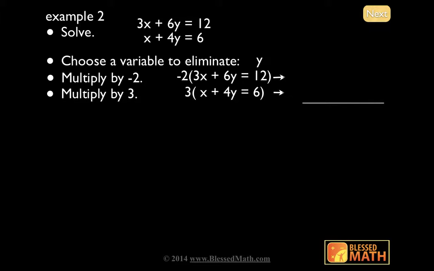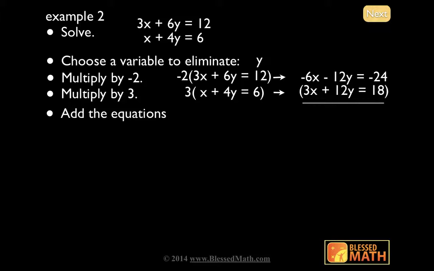That gives us negative 6x minus 12y is equal to negative 24. And we're going to be adding 3x plus 12y is equal to 18. Well, negative 6x plus 3x is negative 3x. Negative 12y plus 12y is 0. And negative 24 plus 18 is negative 6.